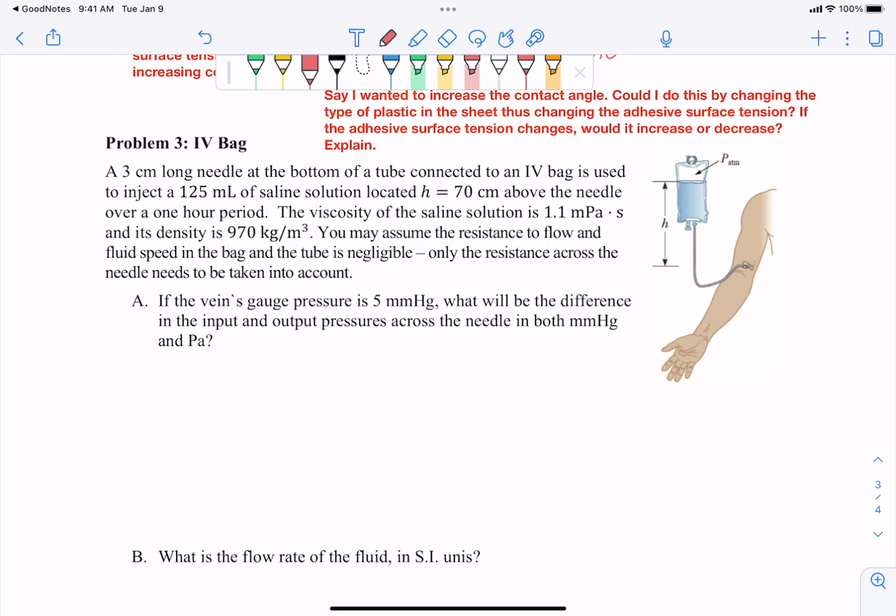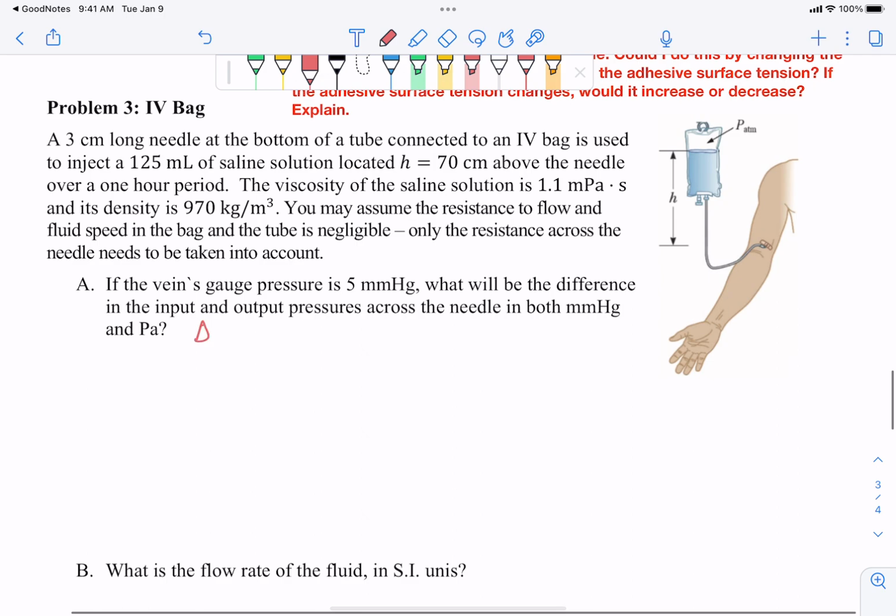So part A is asking, if the vein's gauge pressure is 5 millimeters of mercury, what will the difference in the input and output pressures be across the needle in both millimeters of mercury and pascals? So we're looking basically for delta P in pascals and millimeters of mercury, right? We know that the vein's gauge pressure is 5 millimeters of mercury. And then the height is 0.70, basically.